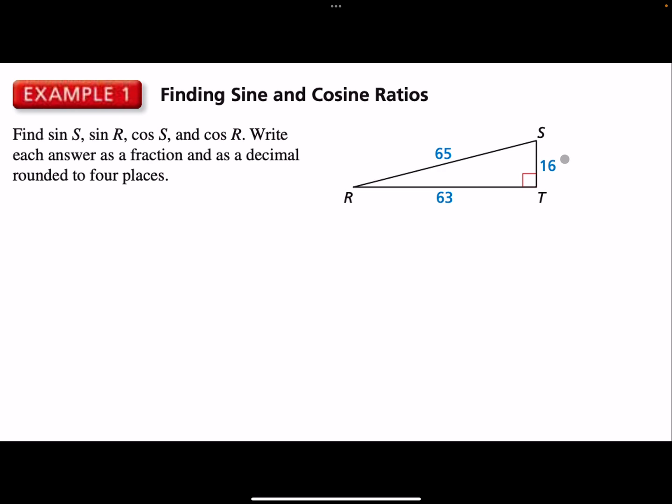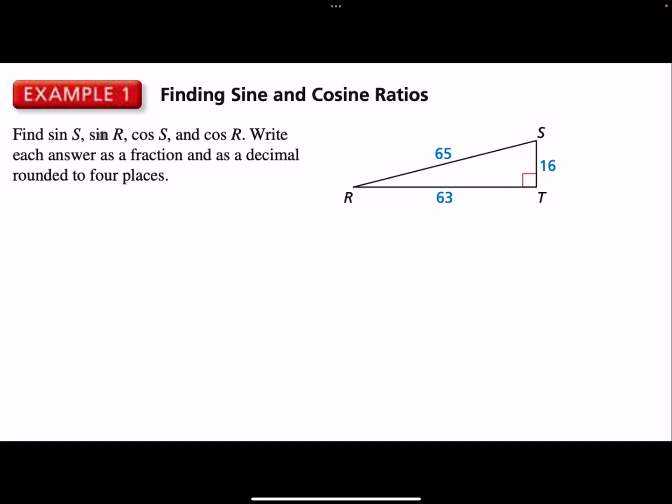Awesome. So the sine of S, SOHCAHTOA, so being opposite, OH, over hypotenuse. So the sine of S is 63 over 65. I'm going to pause. If I have a calculator, I can divide 63 by 65 and get the decimal and round it to 4 places like the instructions say. Now, let's do the next one.